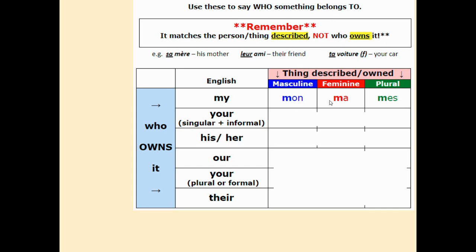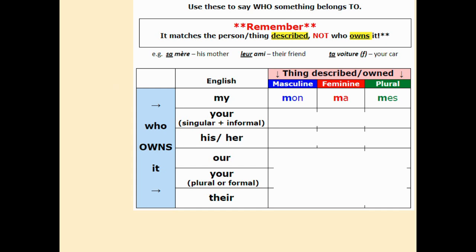And when we have to decide between the three options, because in English you have one option, we have three. So if you say my mother, it doesn't matter whether you are a boy or a girl. What matters is that the mother, the thing that you own, is feminine. So you're going to be picking ma. Okay. So these columns here is this thing described or owned, not who owns it. Who owns it is from the lines here.